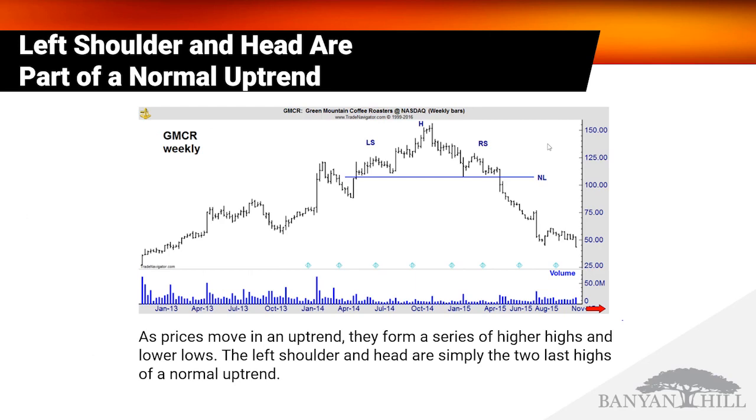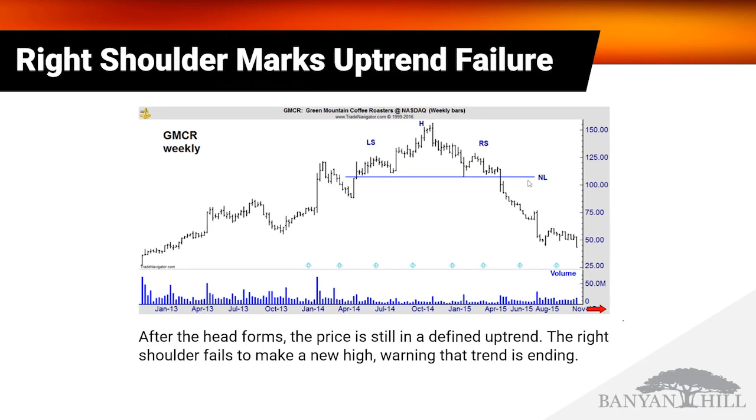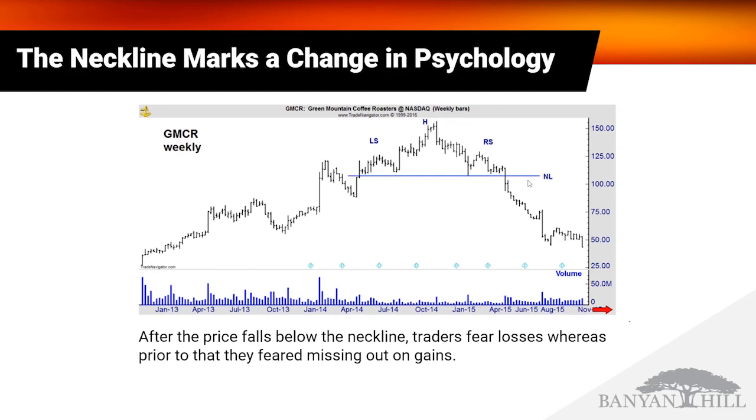Now, the left shoulder and the head are simply a normal uptrend. What we have is higher highs, higher lows. That's the left shoulder. We don't know it's a left shoulder until we see the right shoulder forming. What we have at this point on the chart is a normal uptrend. Then the uptrend fails to make a new high. That's when we draw our pattern. Then we have the right shoulder and what's called the neckline, where we connect the lows of the shoulders. The right shoulder is marking the failure of the uptrend to reach a new high.